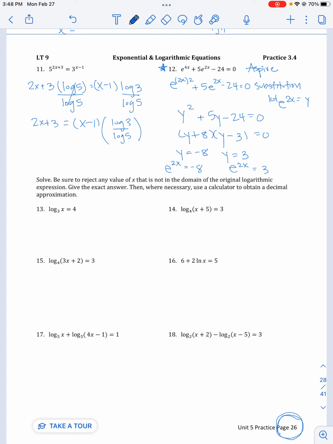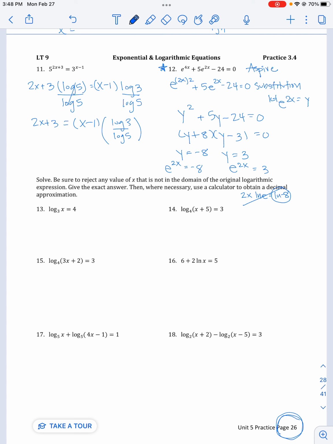Now I can natural log both sides and make the one on the left say 2x ln e equals ln negative 8. And I'm pausing because I'm stuck here on the natural log of negative 8. There is no solution for this one. That would be an extraneous solution, because I can't take e, raise it to a number, and get negative 8.